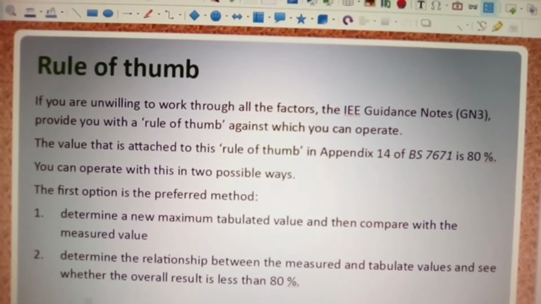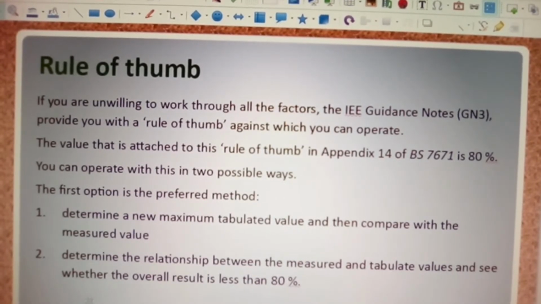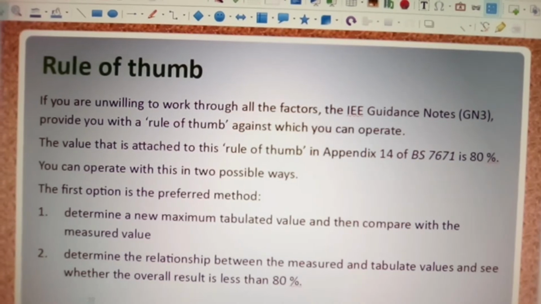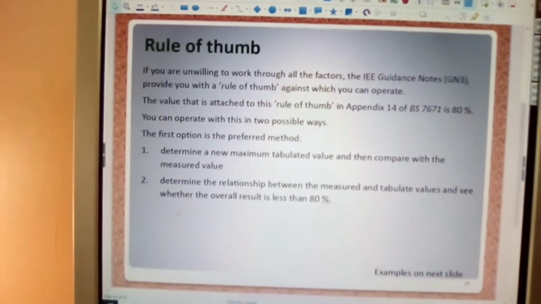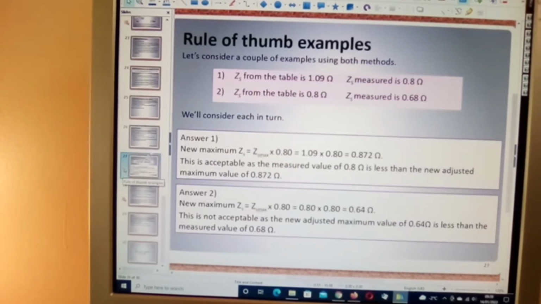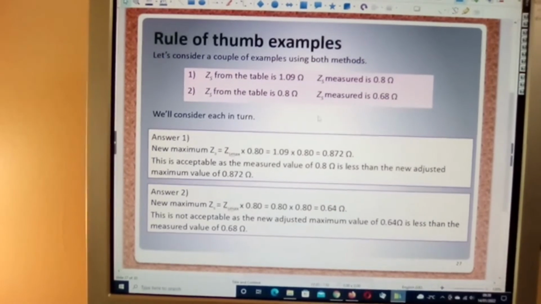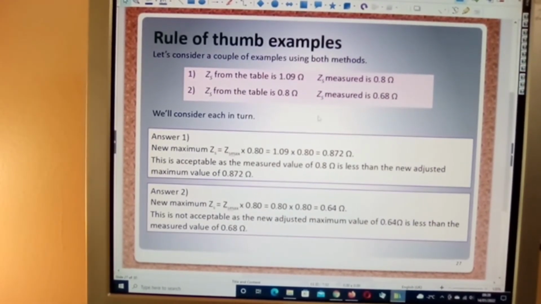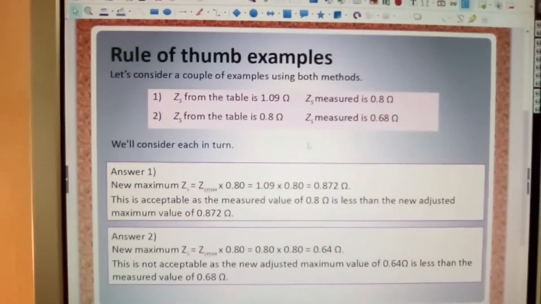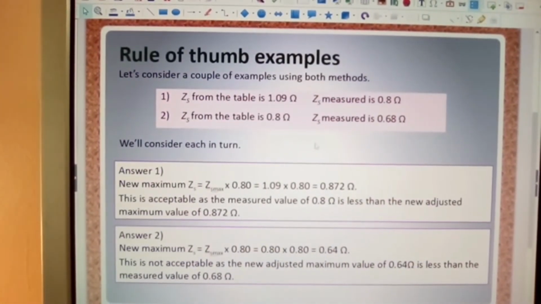And this gives you a rule of thumb explanation and what it actually infers. And here you have a couple of examples. Z from the table is 1.09 ohms, and that measured is 0.08.